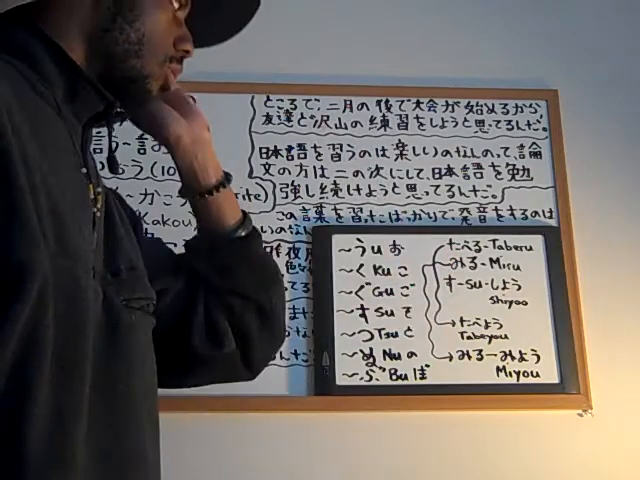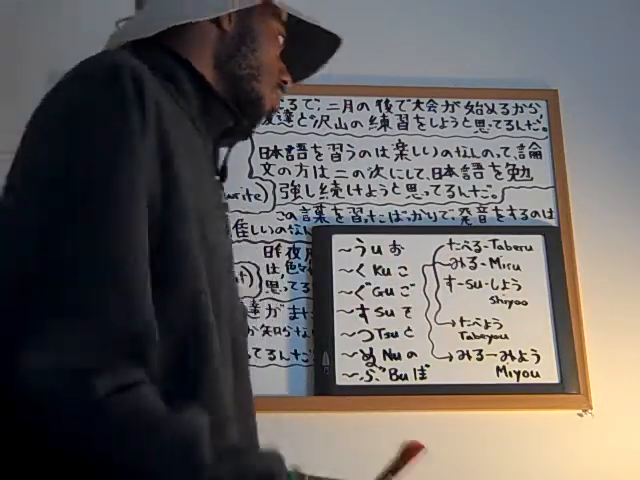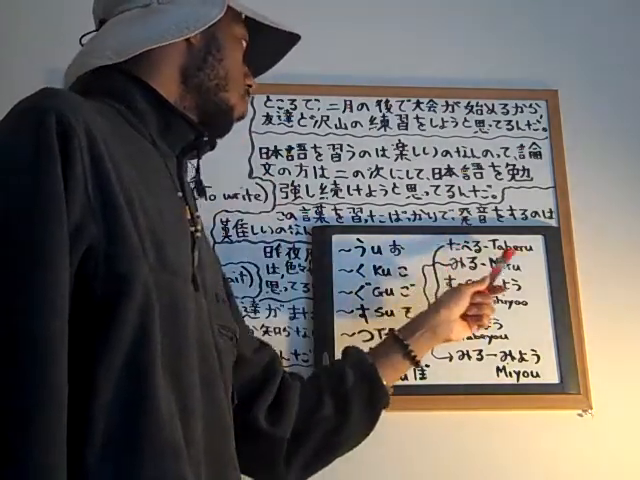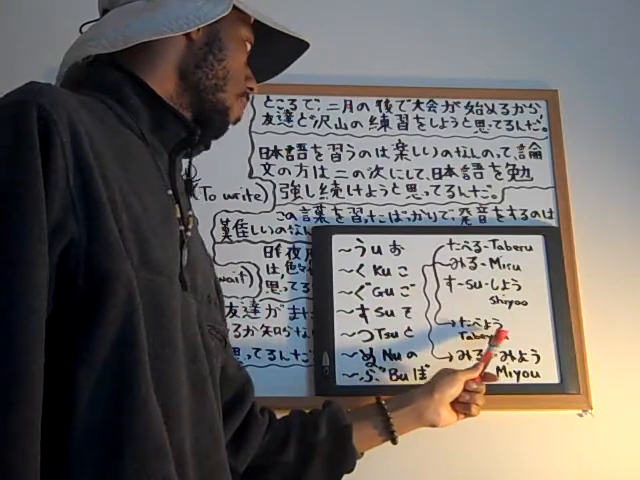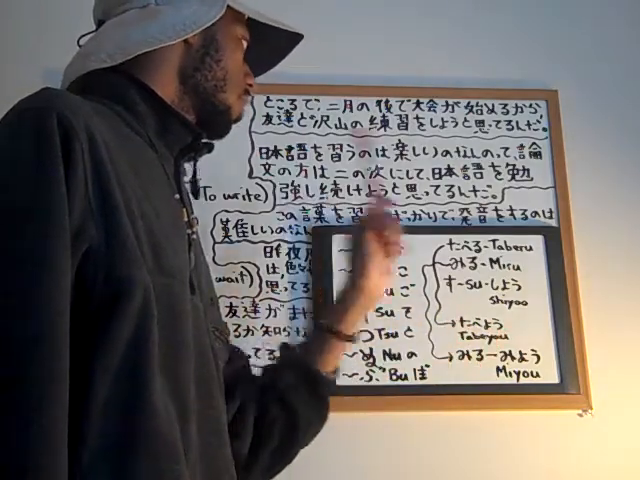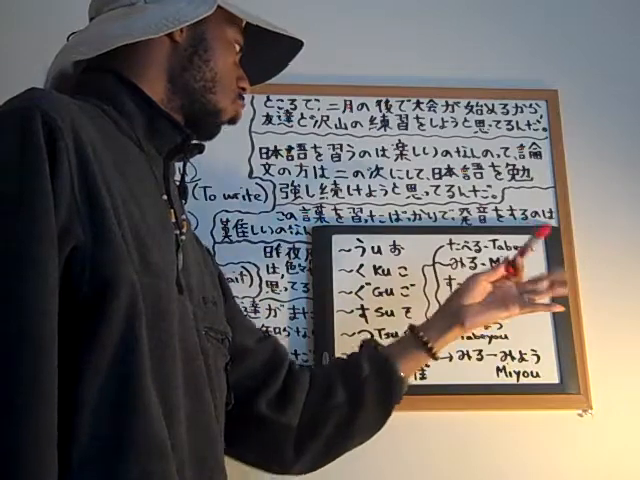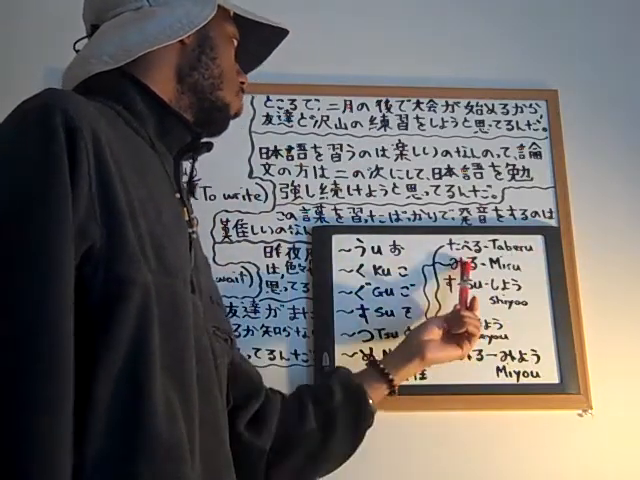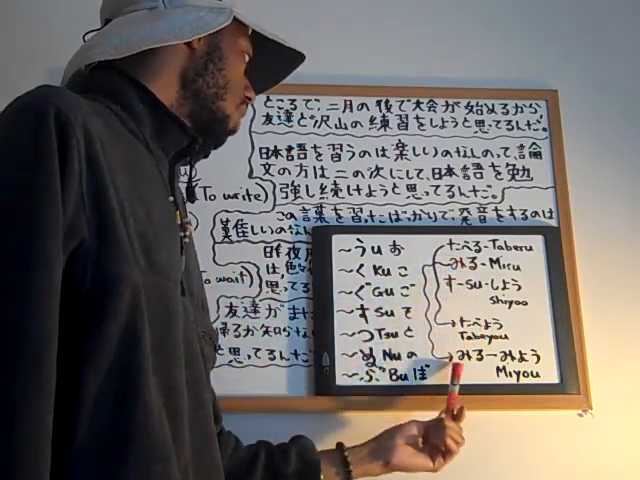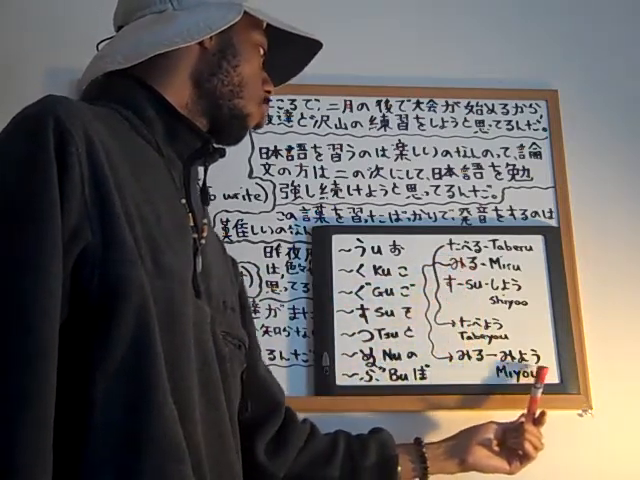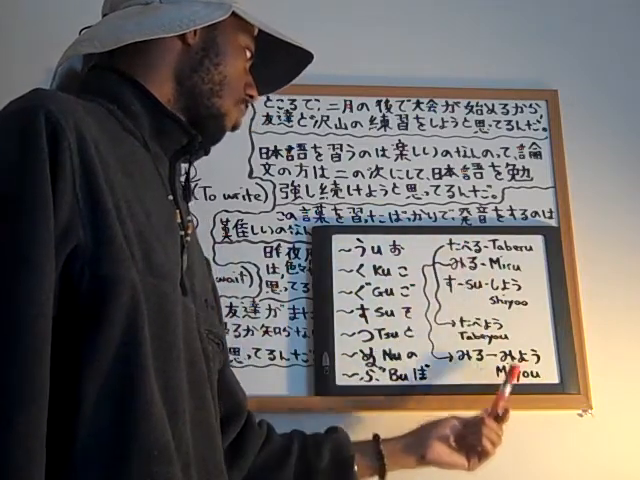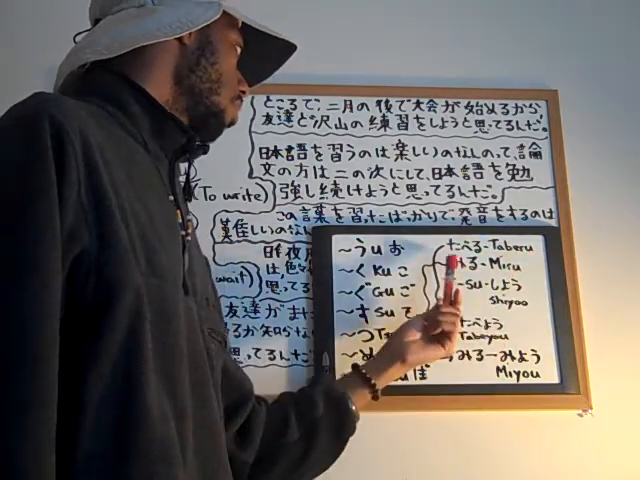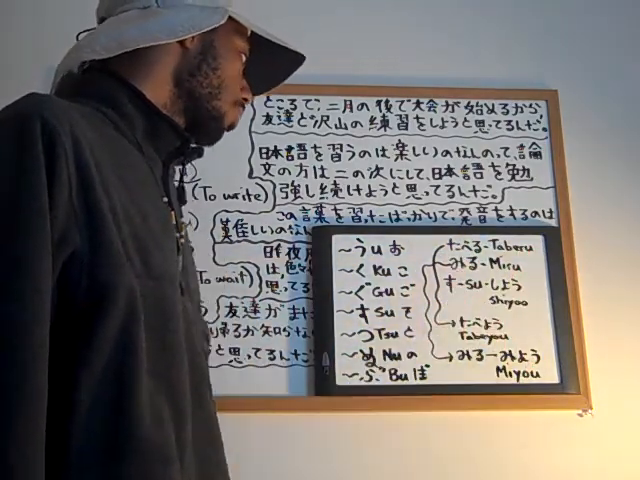Now taberu. Those verbs ending with a ru, like taberu, this is what's going to happen. Taberu becomes tabeyo. Essentially, the ru becomes a yo. Just drop the ru off and add yo. So taberu, tabeyo. Miru, again, becomes miyo. Because it ends with ru, we drop it and add yo. So miyo. Taberu, tabeyo. Miru, miyo.